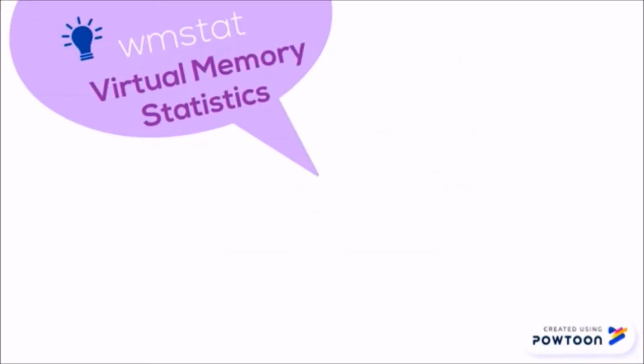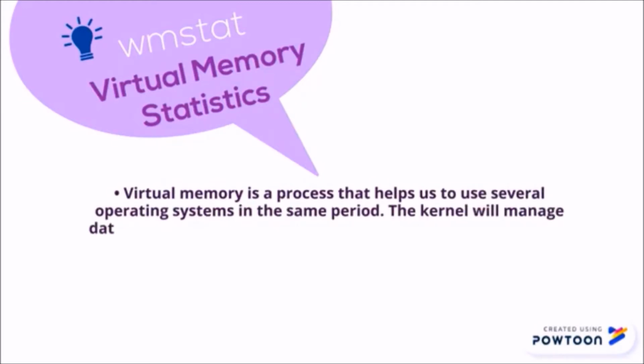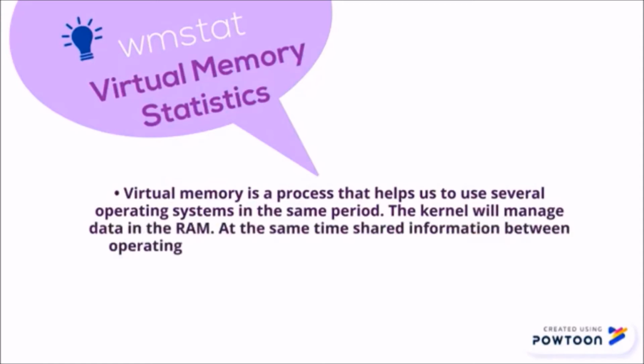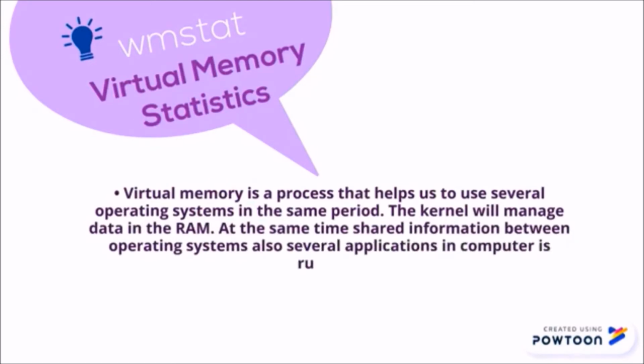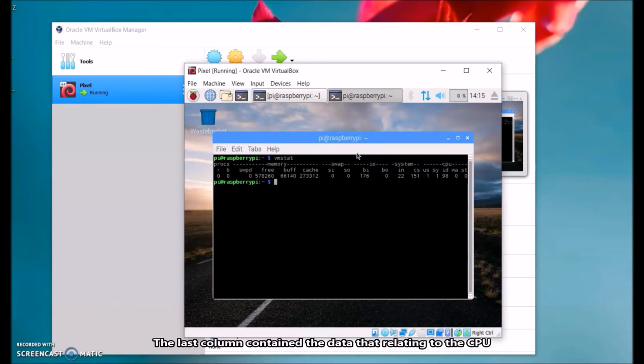vmstat, or virtual memory statistics. Virtual memory is a process that helps us use several operating systems in the same period. The kernel will manage data in the RAM and, at the same time, share information between operating systems. It also shows the several applications running in the system or computer. After typing the vmstat command, there are columns with procs, memory, swap, I/O, system and CPU. The last column contains the data relating to the CPU.